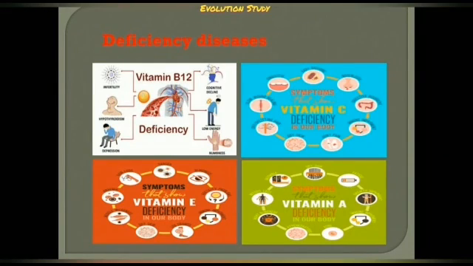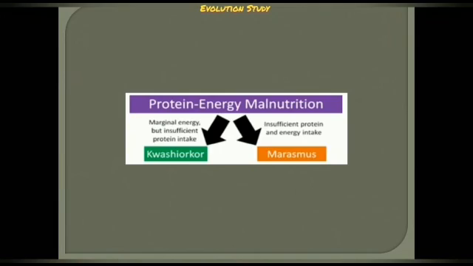As you can see, here are some diseases which may occur due to the deficiency of vitamins. Now, what is kwashiorkor? The marginal energy but insufficient protein intake causes this disease. And what is marasmus? The insufficient protein and energy intake causes these diseases.